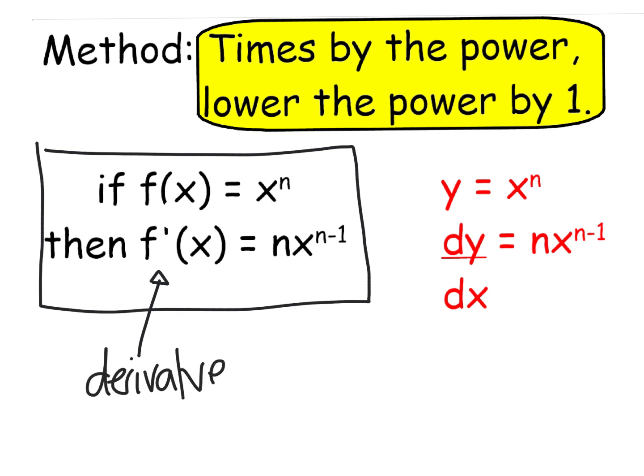Whatever the power n was, you bring it to the front and then you lower the power by 1. We can also do it with an expression that starts with y equals instead of f of x. Remember, these things are interchangeable. But the notation for differentiating y becomes dy by dx, and that just means you are differentiating y with respect to x. And again, we're multiplying by the power and lowering the power. The easiest way to see this is through some examples.